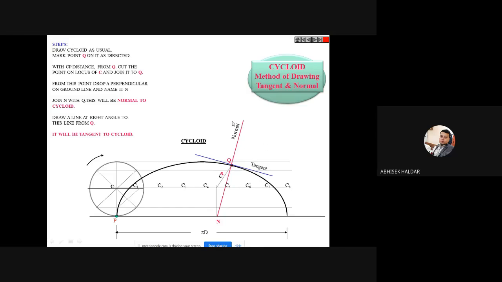So this is the discussion in which we have learned how to draw the tangent and normal to any cycloid. Is there any doubt? Tell me. Is it clear to everyone?